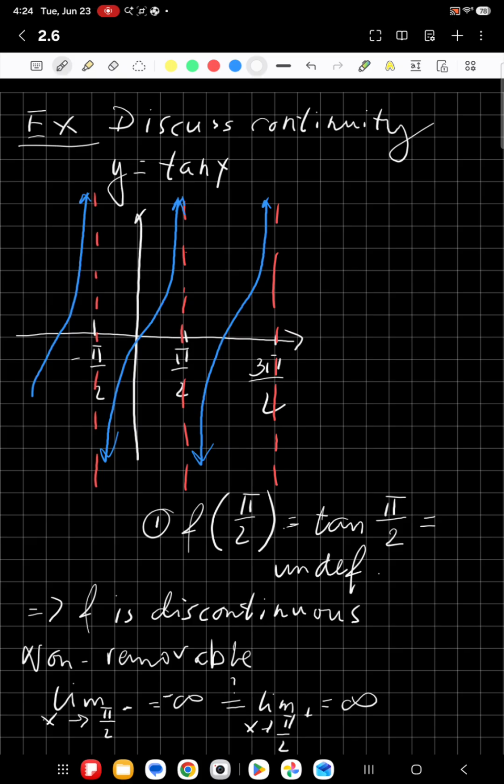Is that right? I don't think it's right. Let me look at it again. I know they're different. Let's see. So this one, pi over 2 from the left, positive infinity. Pi over 2 from the right, negative infinity. So there should be a minus here. So it's non-removable because the limits are not the same.